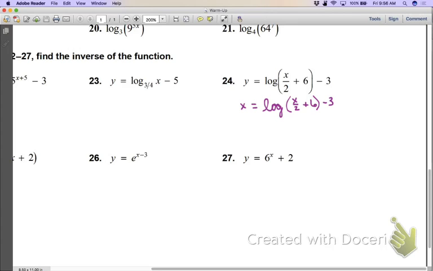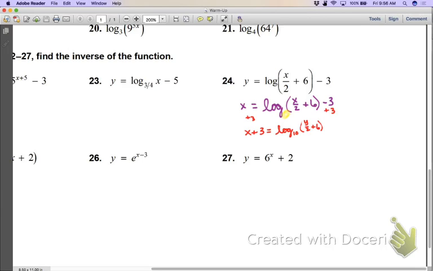So what do I need to move next? Move the 3. So I'm going to add 3 to both sides. So I have x plus 3 equals log. Now, if there's no number here, what number is actually there that we don't see? 10. There you go. So log base 10 of x over 2 plus 6, or y, excuse me. There we go.